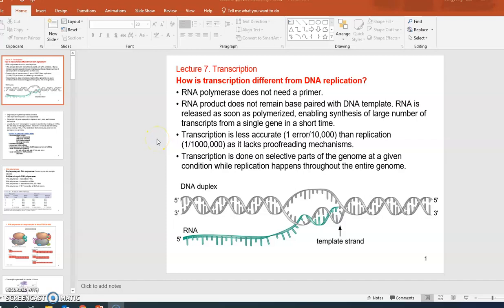Okay, lecture 7, we'll talk about the transcription process. Last time we talked about the DNA replication process. First of all, let's talk about the differences between DNA replication and the transcription process. Of course, the enzymes involved in the processes are different. DNA replication is mediated by DNA polymerase, but the transcription process is mediated by RNA polymerase. So there are two different enzymes.